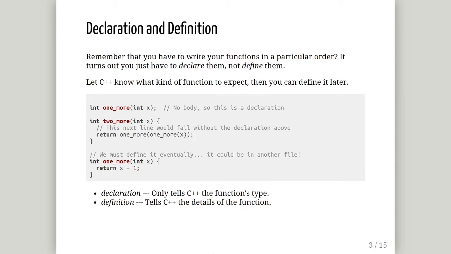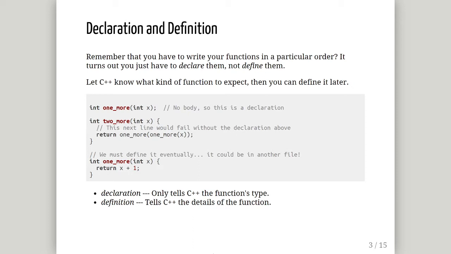Now, the first new concept we're going to learn is the difference between declaration and definition. I mentioned before that you always have to introduce a function before you can use it. Now, I'm going to be more precise in what that means. In order to write code that uses a function, C++ needs to know that the function you're using exists. It needs to know what type it has, what inputs it accepts, what type it returns. But C++ doesn't need to know the full definition until the very end.